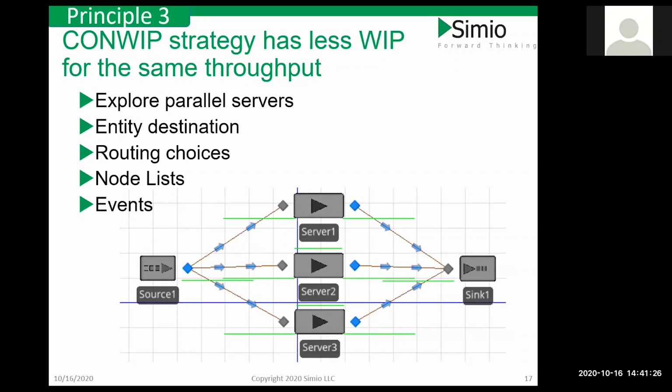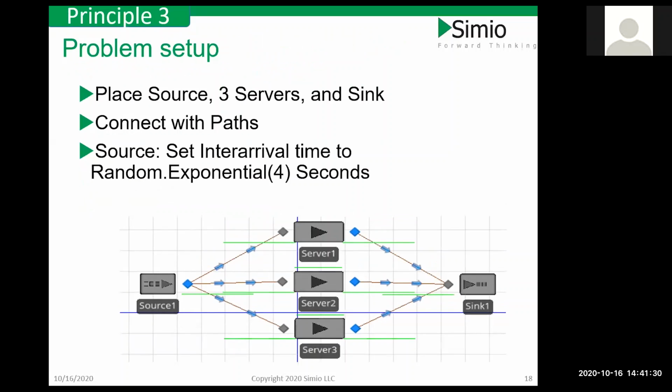So we want to first place our source, 3 servers, and a sink, connect it up with 3 paths, and set the inner arrival time to random exponential 4 seconds. So this gives us a chance to actually explore some new features in Simio.